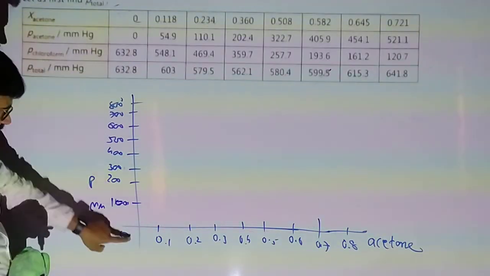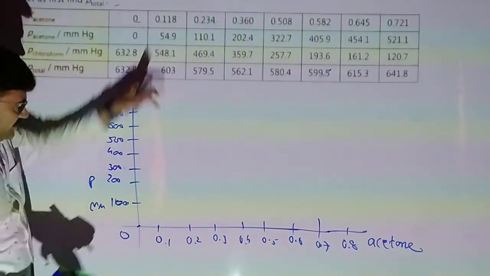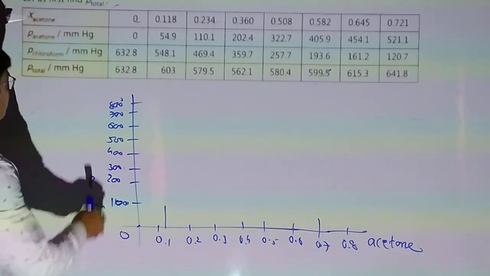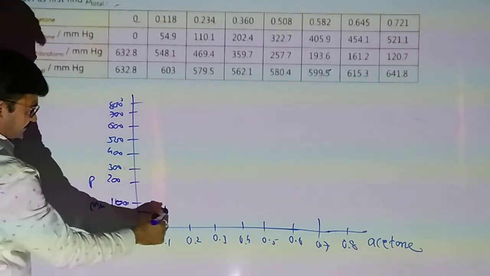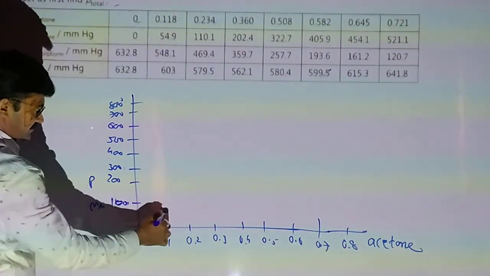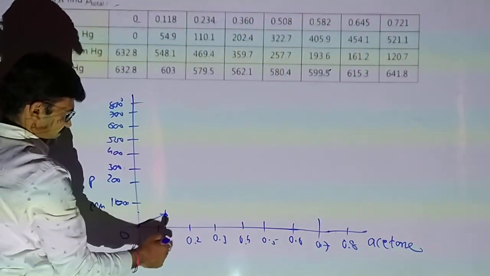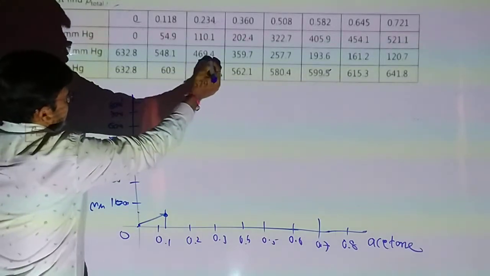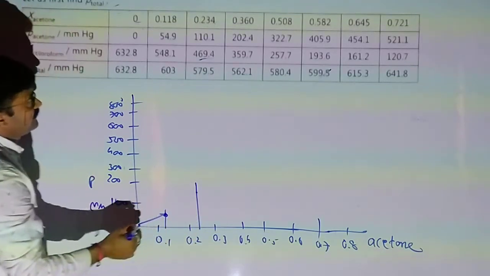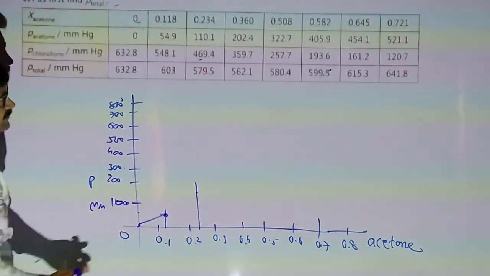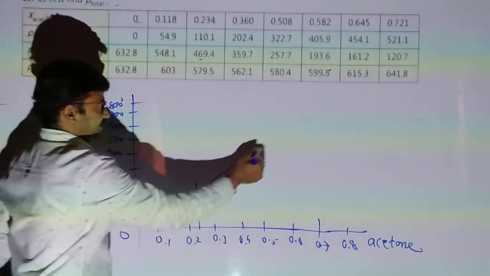Acetone mole fraction 0, so it is 0 here. Now at 0.118 the pressure is 55.9. Now the mole fraction is 0.234, and the pressure is 110.1. So it gradually increases.